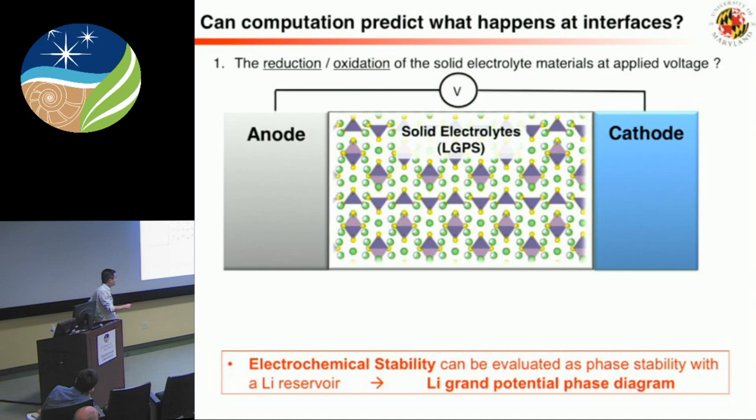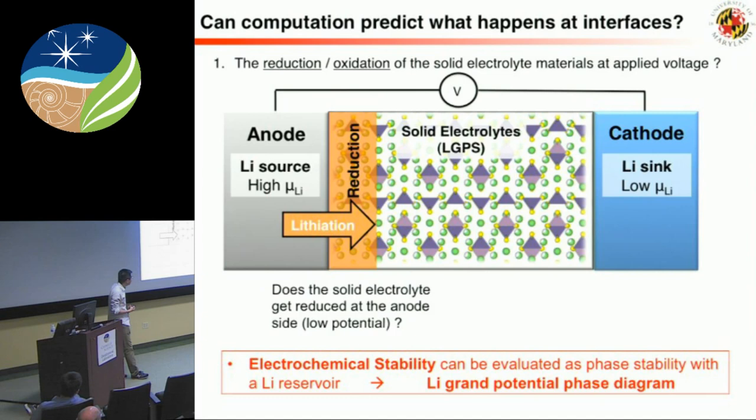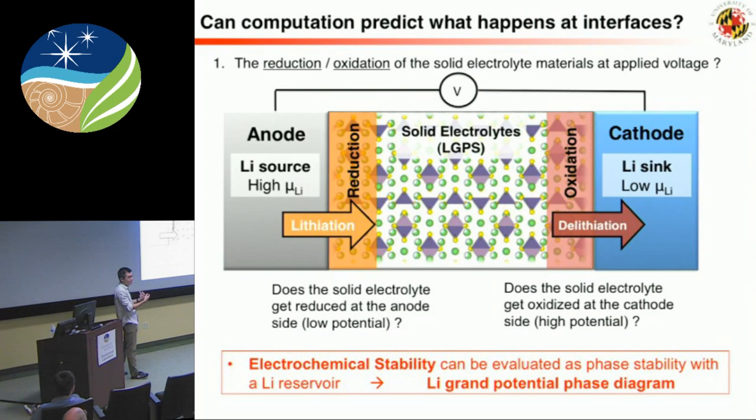So here what we try to do is use computation techniques to understand that better. We can do that through a thermodynamic scheme at first. Here's a schematic of the battery again. You have the anode and the cathode. You can think of the anode as a rich lithium source, something with high lithium chemical potential, for example, lithium metal. On the other side, the cathode, you can think of as a lithium sink, something with low lithium chemical potential.